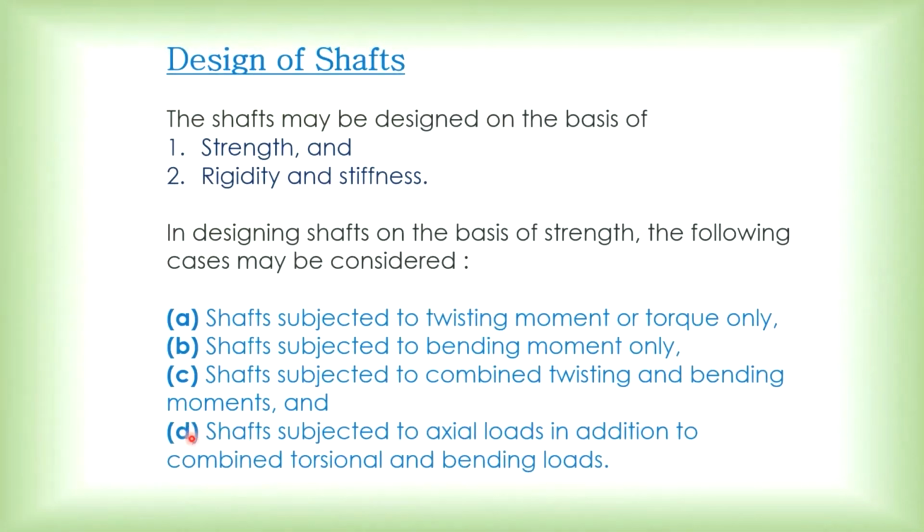And then D, the shaft subjected to axial loads in addition to combined torsional and bending loads. Now, these are the four categories that we will be looking at for the design of shafts. So first, shafts subjected to twisting moment or torque only.